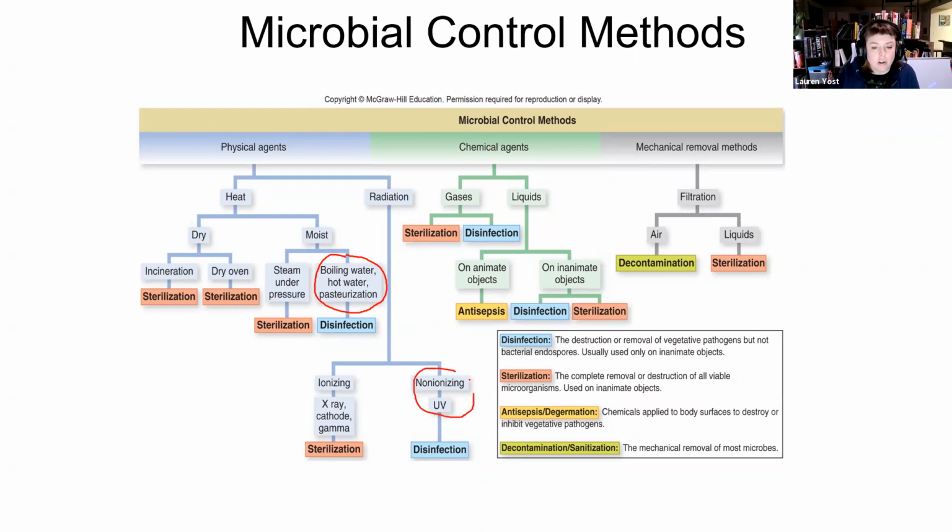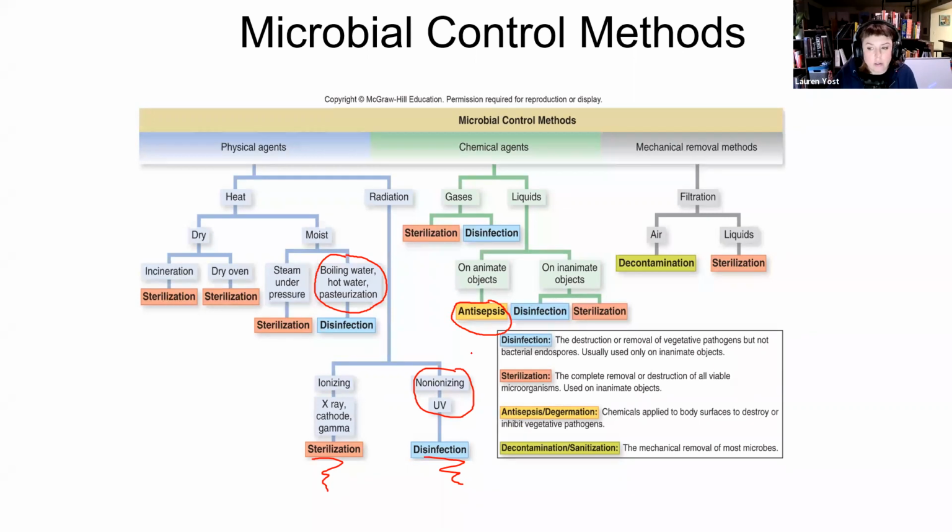UV radiation is non-ionizing, so that's going to be for disinfection as well. Whereas the other types of radiation, ionizing radiation, X-rays and gamma rays and things like that, can be used to actually sterilize, with enough exposure. So I would go through these and try to remember which ones can sterilize and which ones are just going to disinfect. And then if we talk about antisepsis, we're using that on a living surface, like a body. And their terms are over here in this little box if you need to review those.